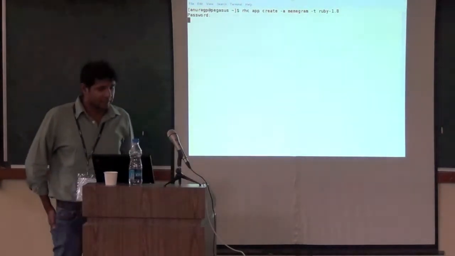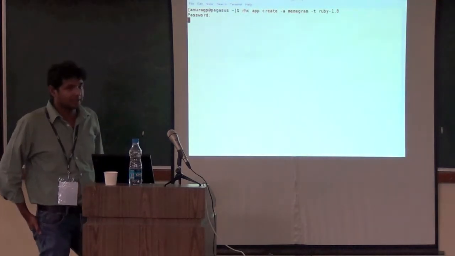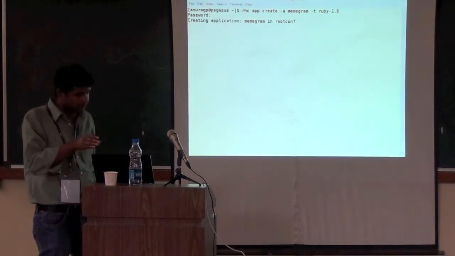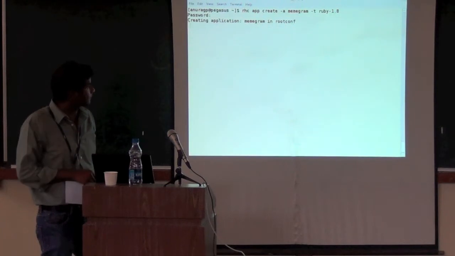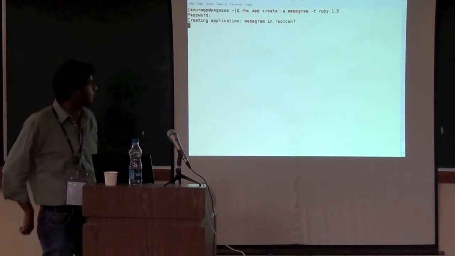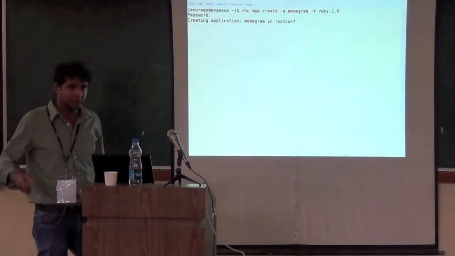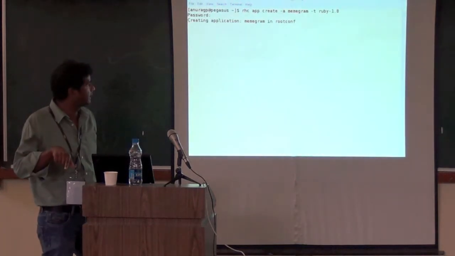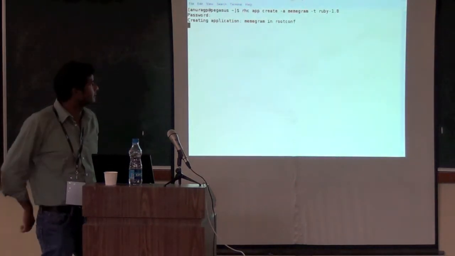So what it will do is create a Git repo for you and create a DNS entry, memegram-rootconf.rhcloud.com, create a Git repo, clone that repo inside your home directory and update the DNS entries.